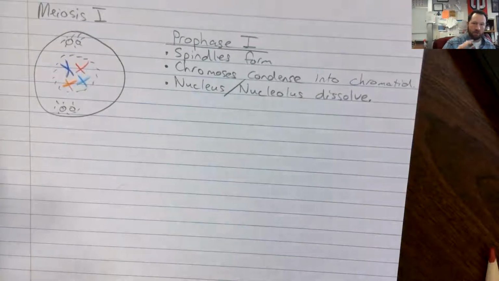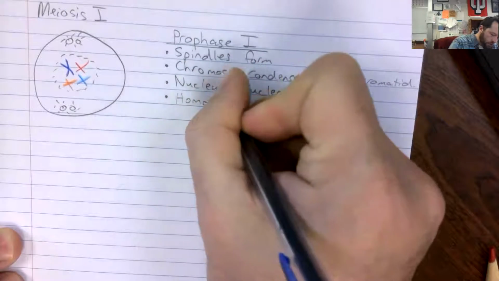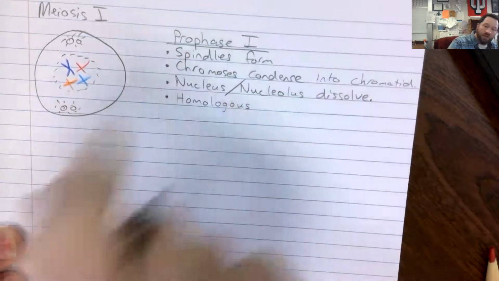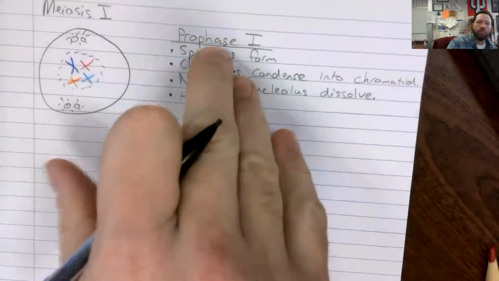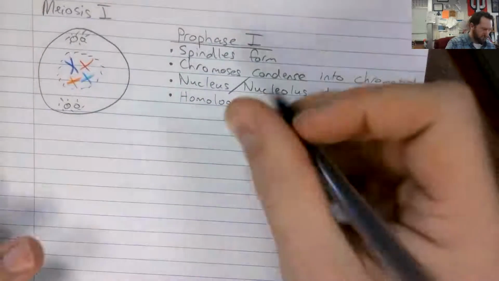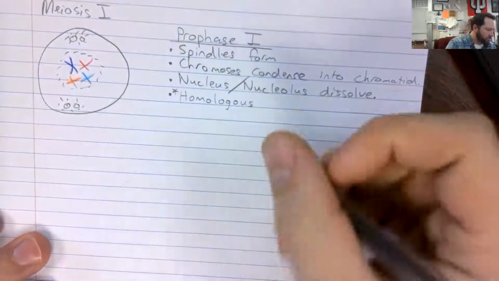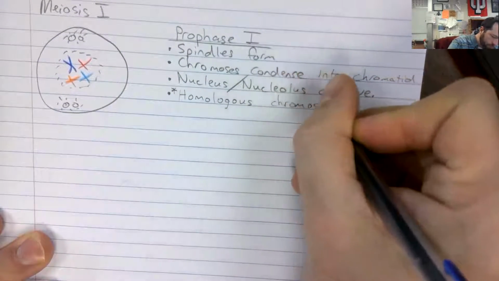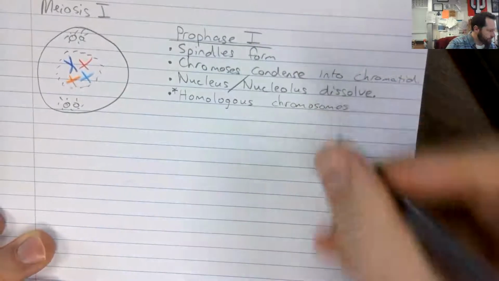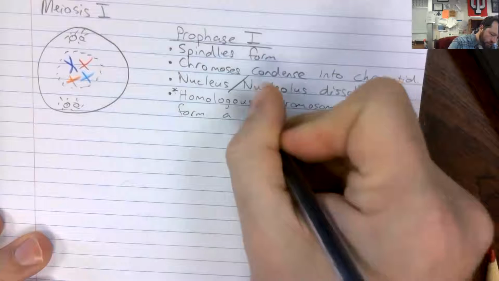And then here is the new thing. Here is the new term, and this is what happens in prophase 1 of meiosis 1, but does not happen in prophase of mitosis. So this is a big difference here. If you want to put a little star next to it, homologous chromosomes form what is called a tetrad.